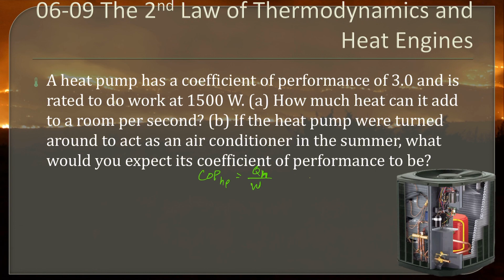So power is work over time. So if we talk about just 1 second, we can work this out. So our work is 1500 joules in 1 second. Therefore, our heat must be 4500 joules, or the rate would be 4500 watts if we want to talk about per second.